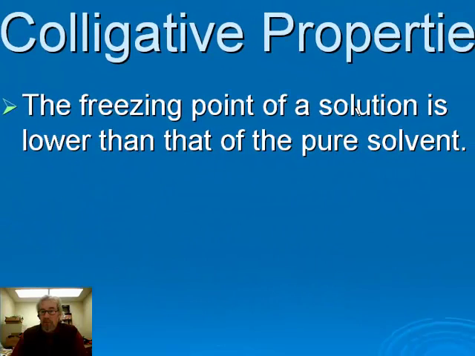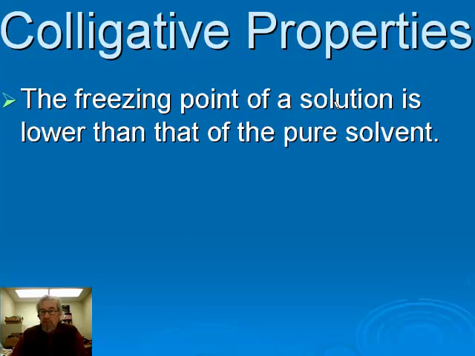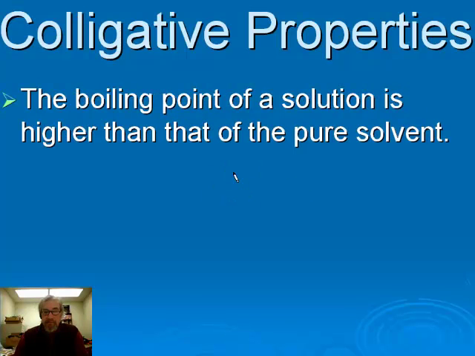So just to review, the freezing point of a solution is lower than that of the pure solvent. How much lower it is is called the freezing point depression, delta TF, and that's equal to a constant number that you can look up times molality. The boiling point of a solution is higher than that of the pure solvent, and the amount that the boiling point gets increased, the boiling point elevation, delta TB, is equal to KB times molality.